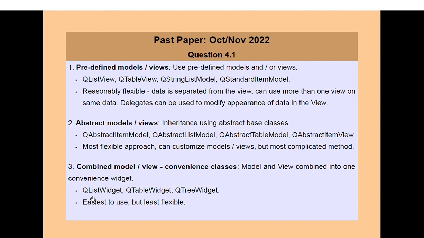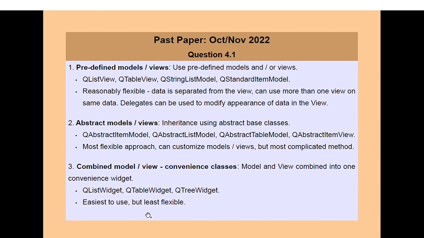And some of the examples are QListWidget, QTableWidget, and QTreeWidget. And the discussion here is that these are by far the easiest to use, that you can just plug them in and use them as they are. There's nothing further to be done. But obviously it's the least flexible approach. It's take it or leave it. You take what there is and you use it as it is.